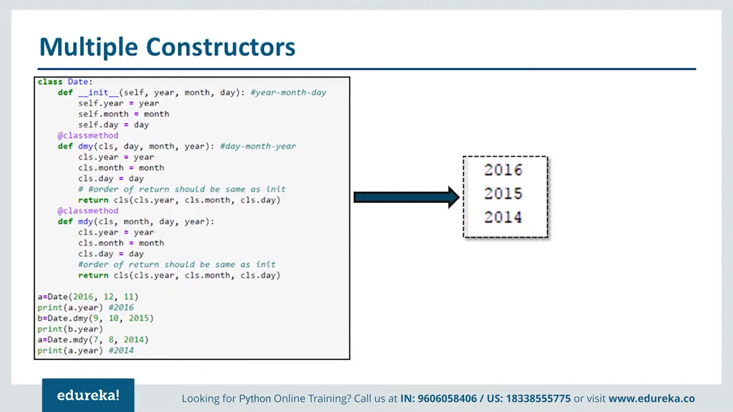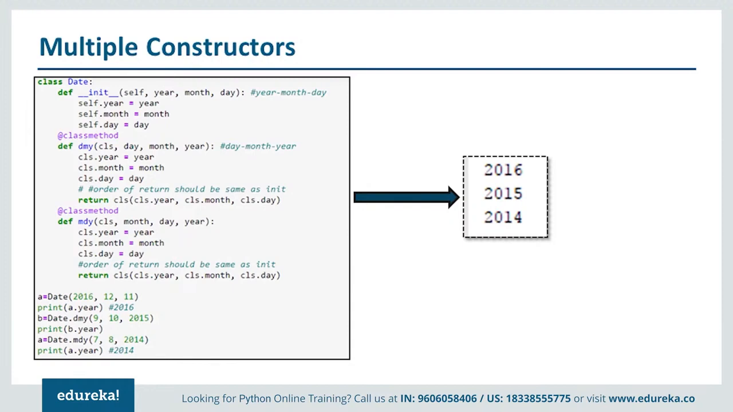Now when we do the initialization, when I say a is equal to Date(2016, 12, 11), this is the initialization I am doing. Then if I say a.year, I am fetching the year attribute. If I say print a.month, the month value will be printed, and if I say a.day, the day value will be printed. This is happening because of the __init__ constructor.